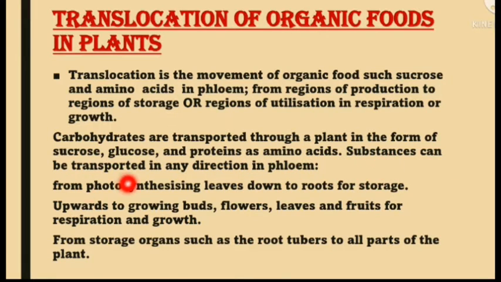Substances can be transported in any direction in phloem. From photosynthesizing leaves down to roots for storage, upwards to growing buds, flowers, leaves, fruits for respiration and growth, and from storage organs such as root tubers to all parts of the plant.